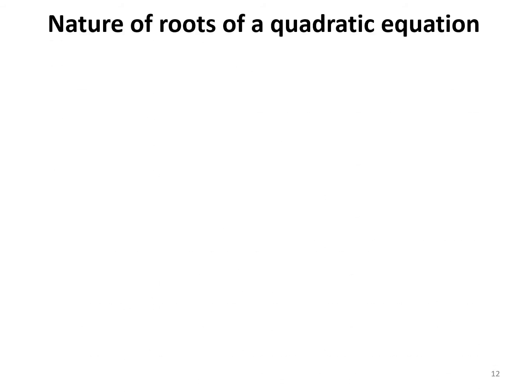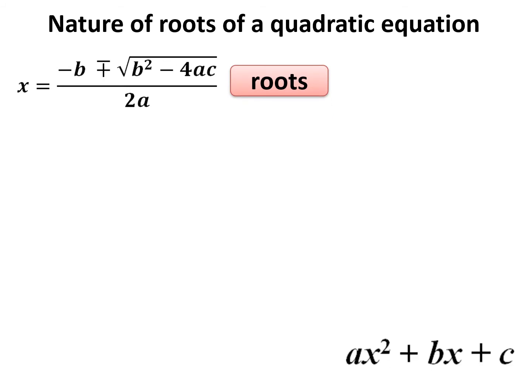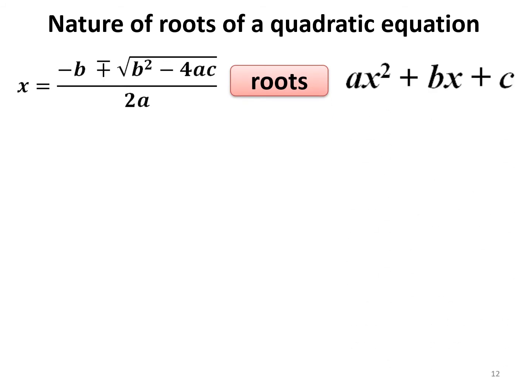Okay students, now let's move to the next topic, that is nature of roots of a quadratic equation. In the previous videos, slides we studied how the roots are obtained. But now we will study what is the nature of the roots. So for that we take the value of x. x is nothing but minus b plus or minus under root b square minus 4ac upon 2a. This is nothing but the root of the quadratic equation ax square plus bx plus c.